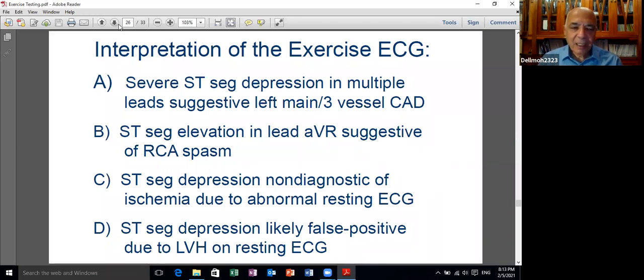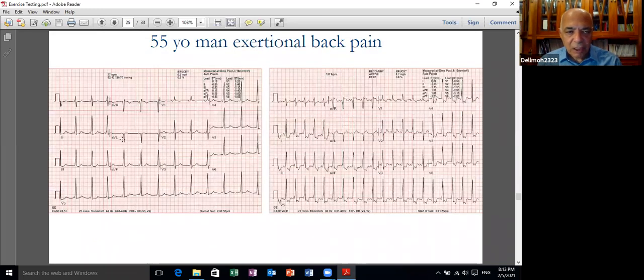Now the answer is actually C. Why is that? ST segment depression is non-diagnostic of ischemia due to the abnormal ECG. Let's go back to the ECG. If you look at this ECG, actually this is a WPW. There is a slurring here of the initial QRS complex. There is a positive complex in AVR, and there is a QS complex in AVL.